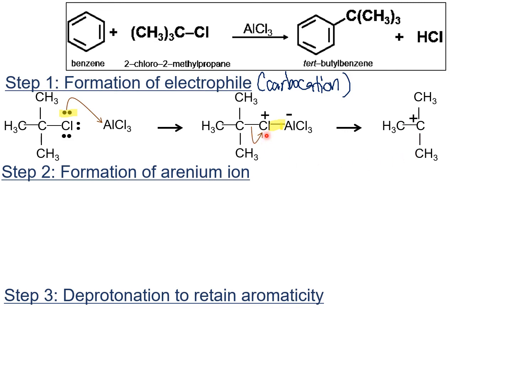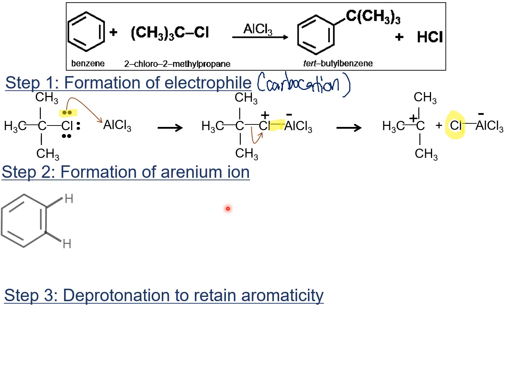Okay, how about this Cl? Sebab daripada plus charge, because dia receive 2 elektron, dia bukanlah dapat negative charge, dia dapatlah jadi neutral atom. Okay, dari neutral atom. AlCl3 ni tak ada apa, so dia kekal saja ada minus charge ke atas tu, minus AlCl3. Okay, next ialah formation of arenium ion.